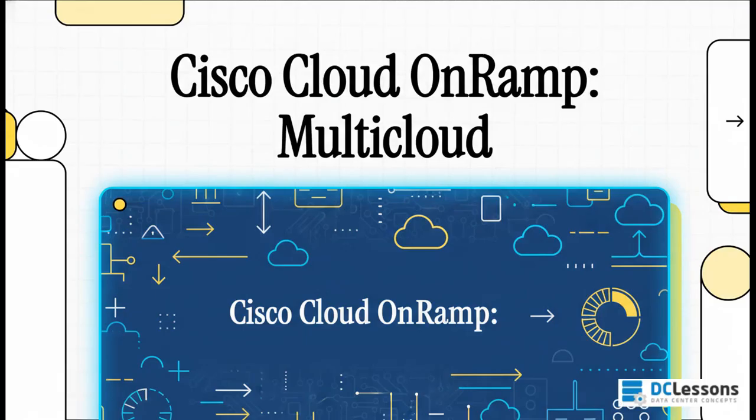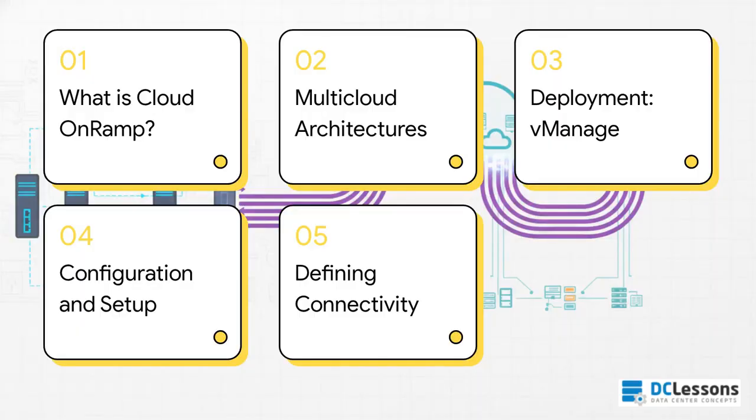Welcome! If you're a network professional trying to figure out how to stretch your SD-WAN fabric into AWS, Azure, or Google Cloud without all the usual headaches, you have come to the right place. We're going to do a deep dive into Cisco's Cloud OnRamp for Multicloud and show you how automation can make it all happen. So here's what we've got on tap.